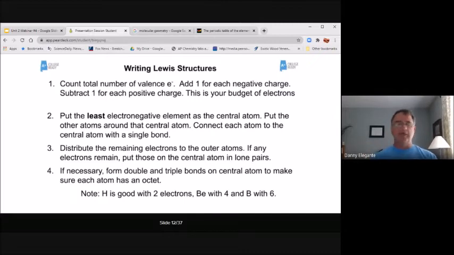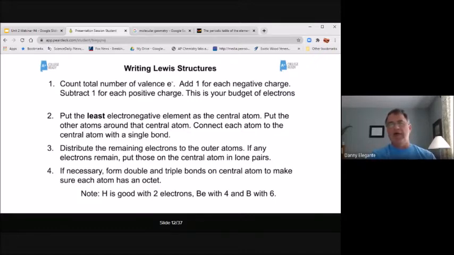Double and triple bonds are only if absolutely necessary. A lot of people try to be like, I'm going to put a double bond on everybody. You get a double, you get a double, you get a triple. And that's not how things work. That should be one of the very last decisions you make when you're writing a Lewis structure. Only if that is the only way to form an octet.